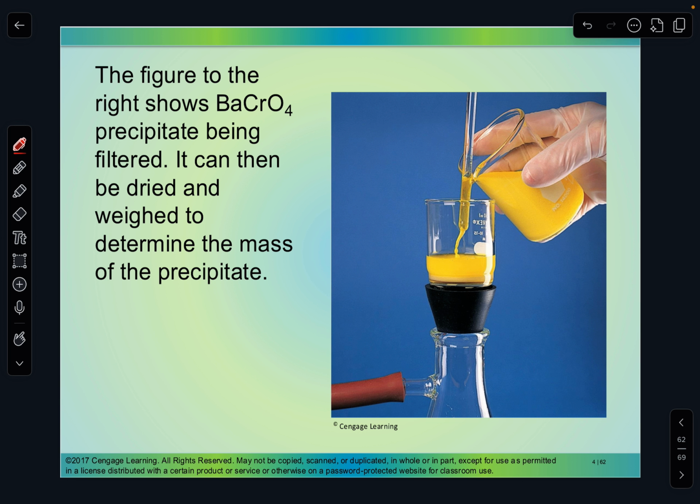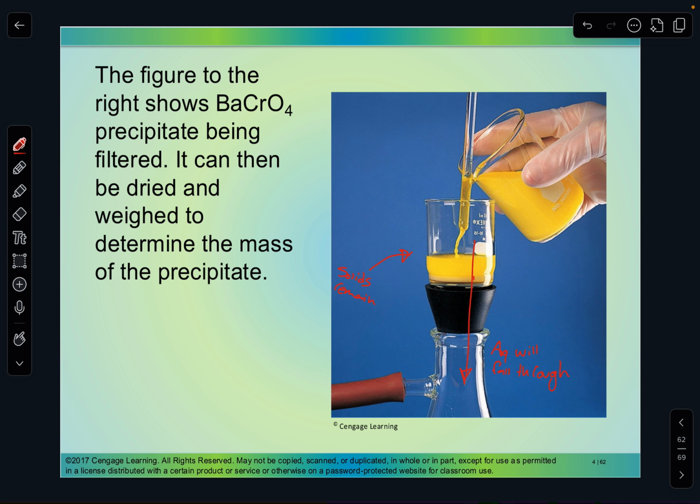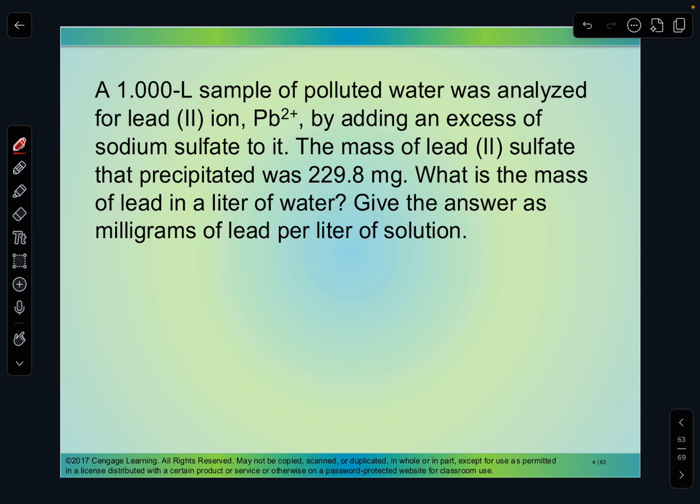And so once we do that, we're going to take all of the aqueous things. All aqueous species are going to fall straight through, and they're going to go right into the filter, and everything that is solid is going to remain: the precipitate. Once we find out the amount of solid that we have, then by using the molar mass, we can see how much of the ion that we had to begin with.